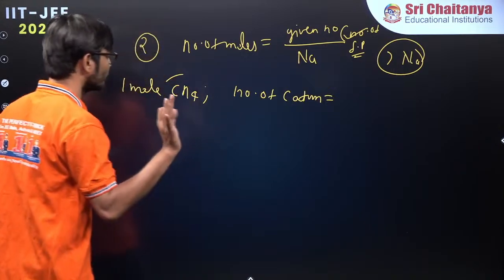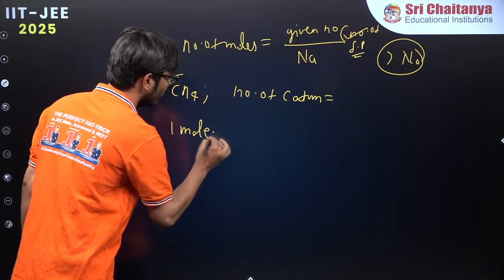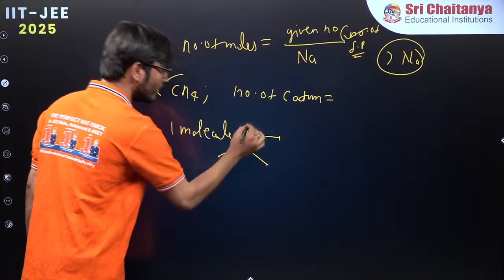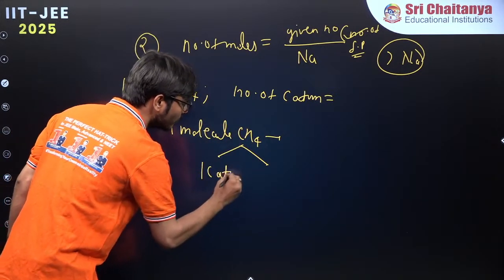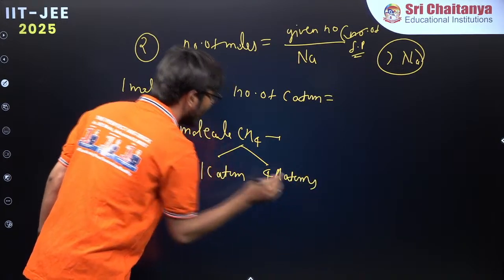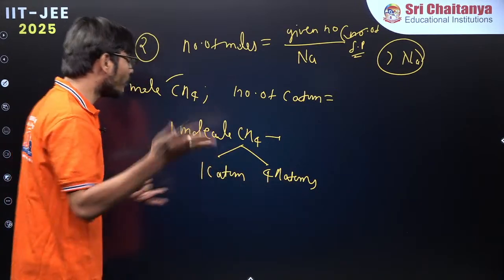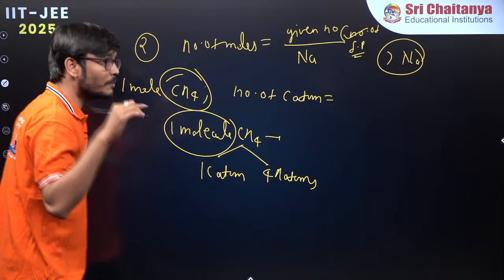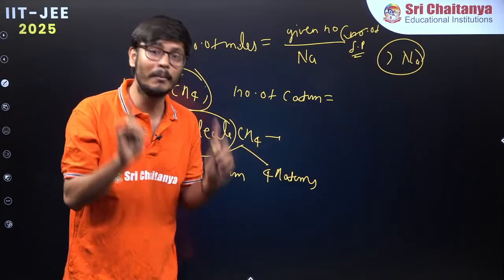Look here. Let me frame the question like this. 1 molecule of methane, because a molecule is formed by atoms. So how many atoms? 1 carbon atom and 4 hydrogen atoms. But now I am not asking about the molecule. I have asked about the mole of methane. Mole means, simply remember, mole means Avogadro number.